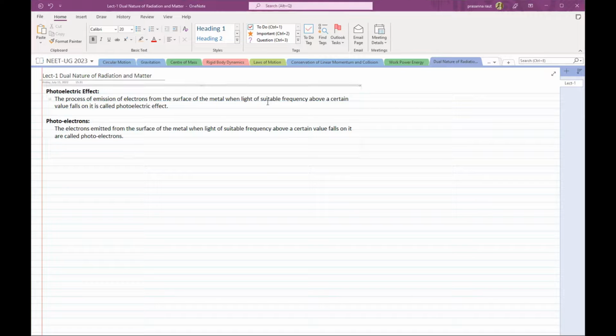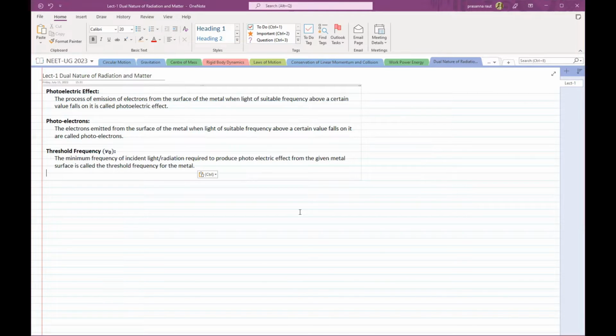Now, in that definition itself, we are saying light of suitable frequency above a certain value. So can light of any frequency cause photoelectric emission? No. There is a certain minimum frequency required. This frequency is called the threshold frequency, denoted by the Greek letter nu, with subscript zero, read as nu naught. The minimum frequency of incident light or radiation required for photoelectric emission to take place from the given metal surface is called the threshold frequency for the metal.